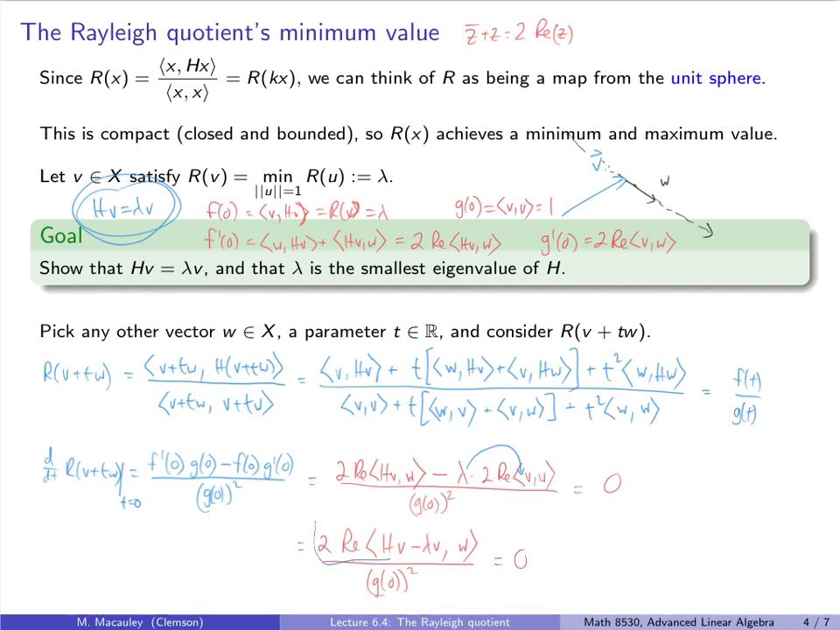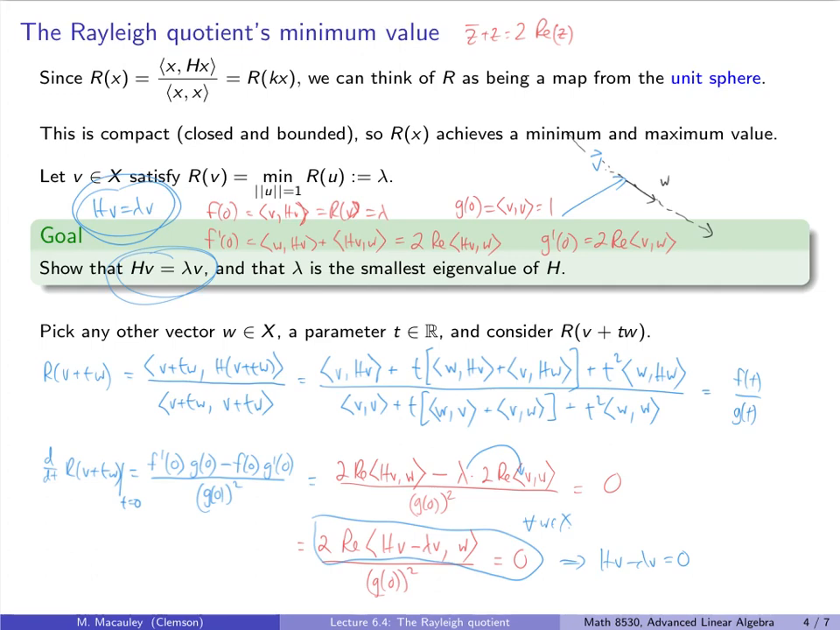So now this holds for all w in x. So I don't care what vector I pick for w, we have this. And so in other words, if the real part of this complex number is 0 for all w, then that first argument has to be equal to 0. So that tells us that hv minus lambda v equals 0. And that's exactly what we wanted to show, that lambda and v are an eigenvalue eigenvector pair.